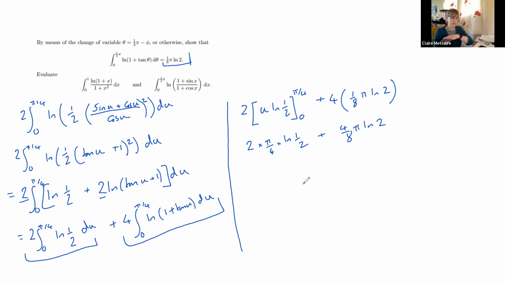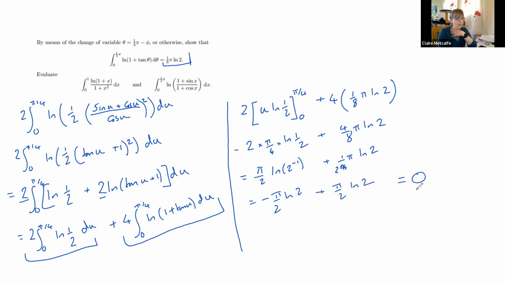You wouldn't want to leave it like that because it looks a bit messy. So let's see what we can do to tidy it up. This is pi over 2. So I'm doing the 2 and the 4, cancelling it. Log of a half is the same as log of 2 to the minus 1. Pi over 4 is a half. This is pi. This is log 2. And then log of 2 to the minus half is minus. So taking that power outside, minus pi over 2. That should not be 4. That should be a half. Plus pi over 2 log 2 equals 0.